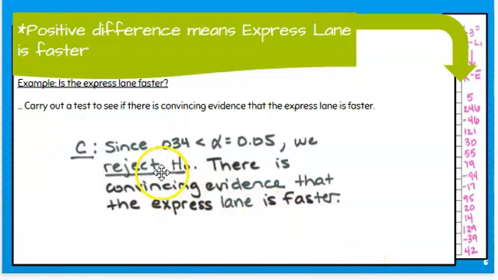All right, so since 0.034 is less than our alpha, we reject the null. There is convincing evidence that the express lane is faster. That's what our alternative was asking, right? Is it faster? We have enough evidence to say that it is. So with a matched pair test, you start with 2 sets of data, you find the differences, and then you run a t-test on those differences to find out if you have convincing evidence of whatever they're asking you for.